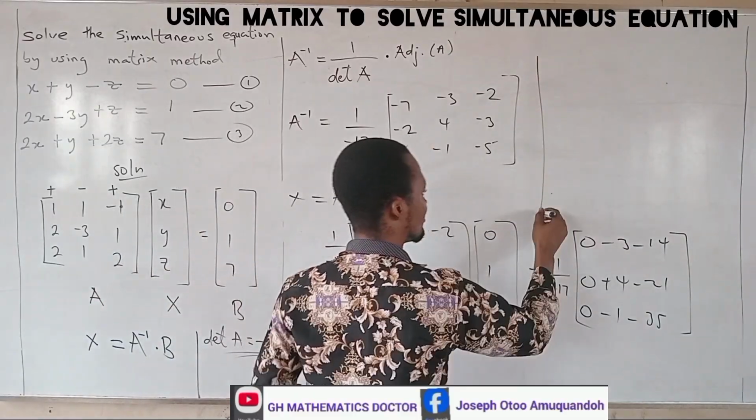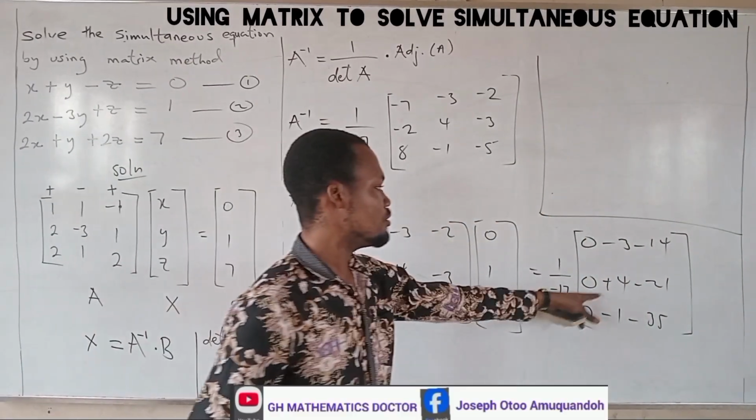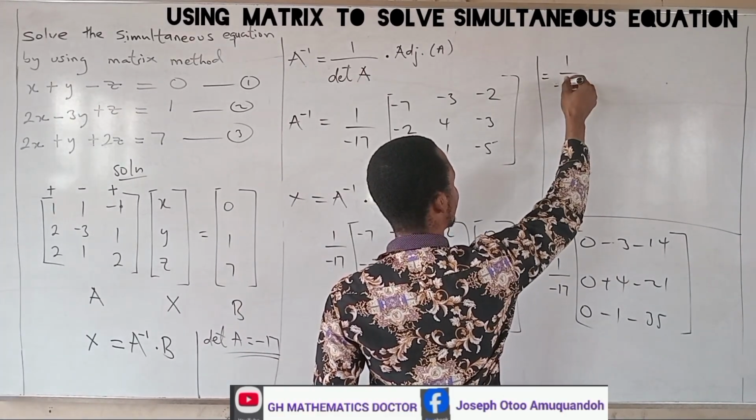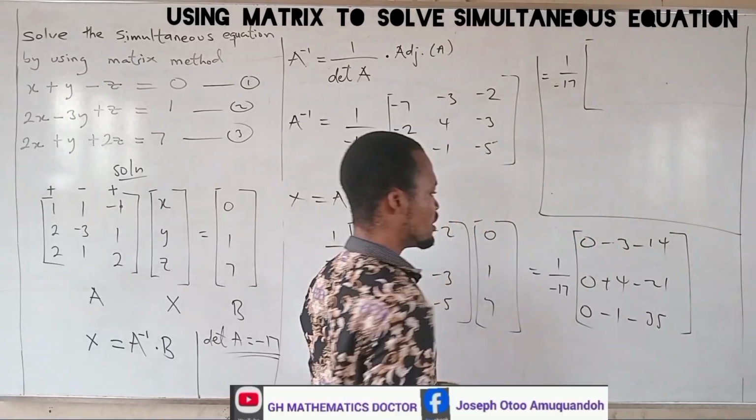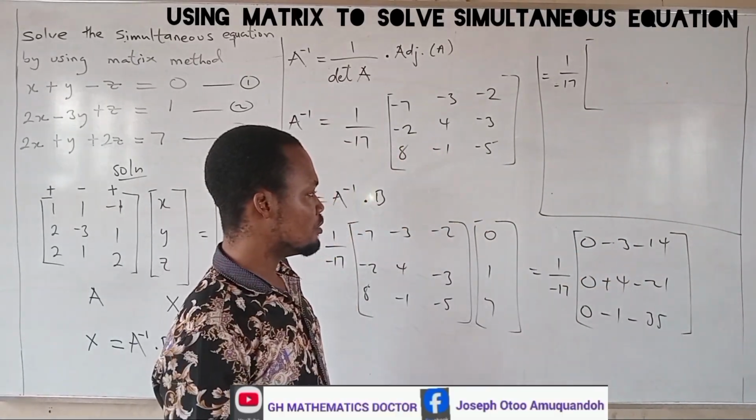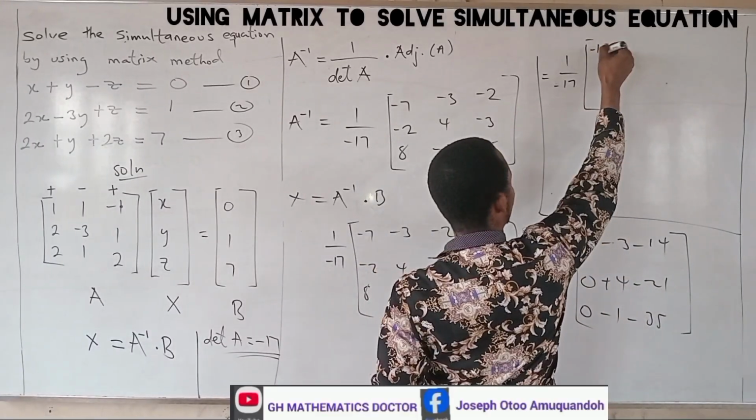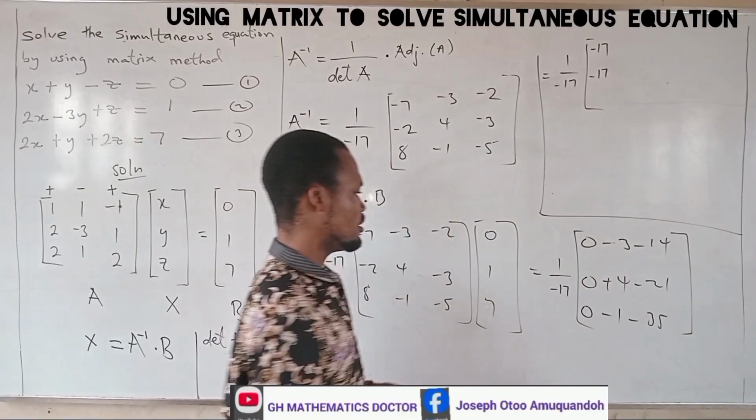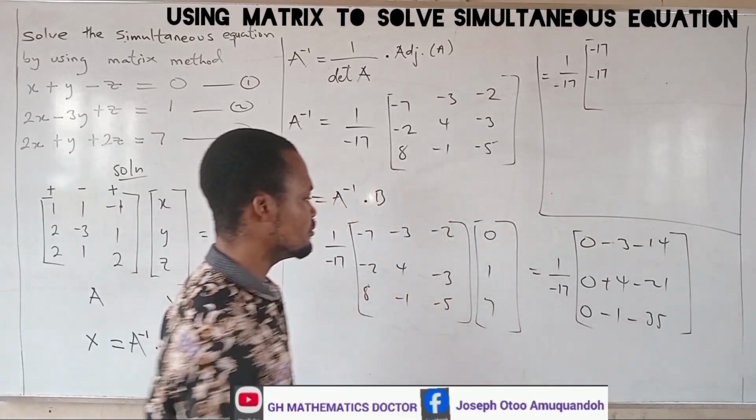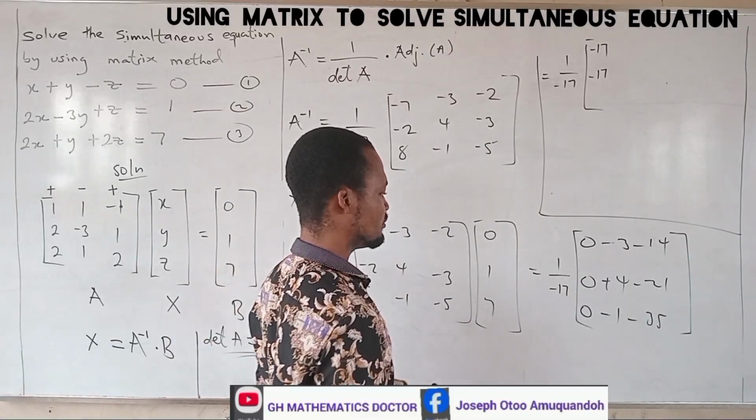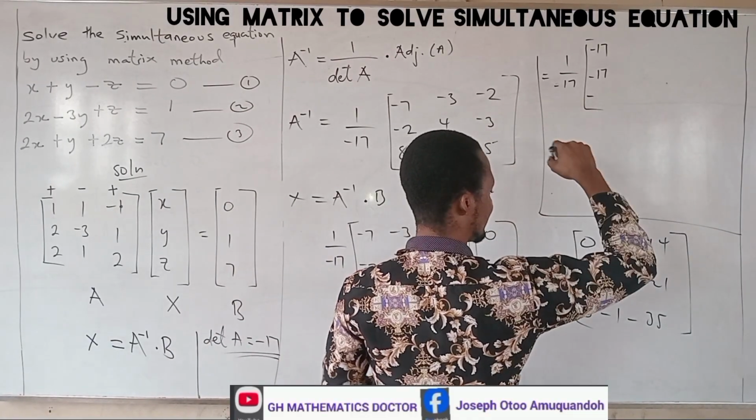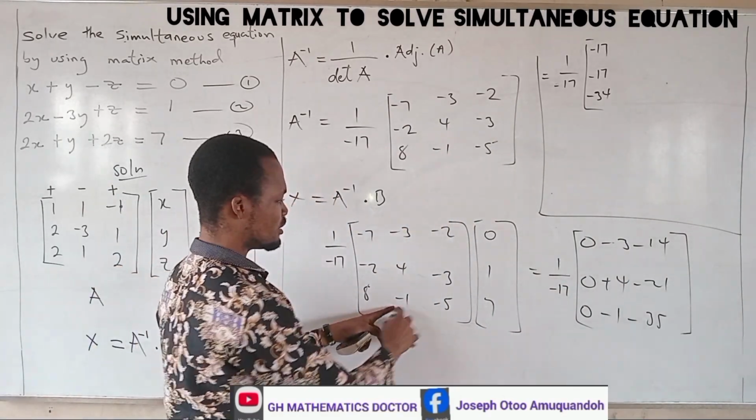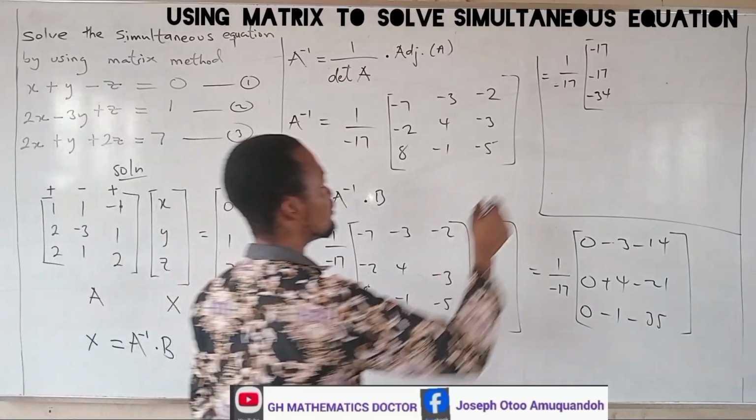So in this case, we are going to sum everything up here. So we have 1 over negative 17. Then what is the result for the first row? This will give you negative 17. Then over here too, it will give you negative 17. And over here will give you negative 34. Alright, so let's do this and this. So negative 34.